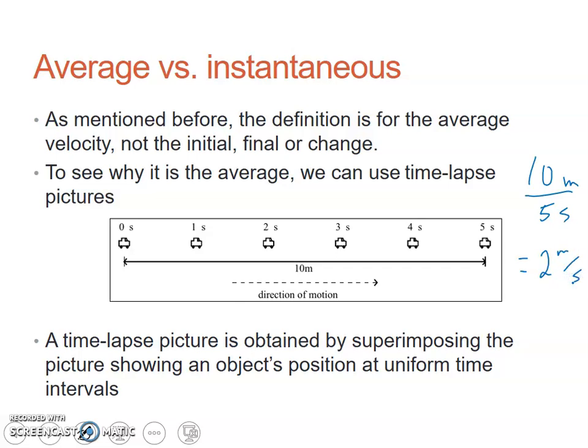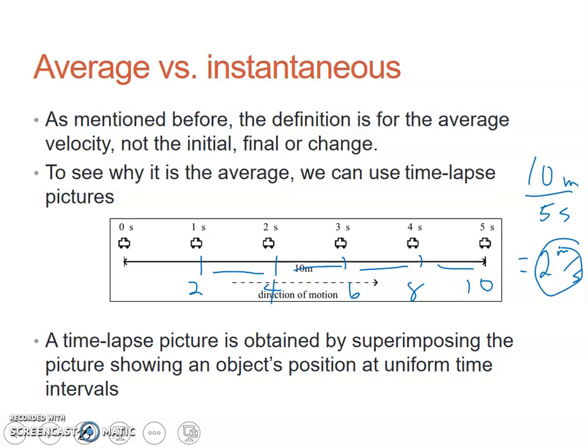Well, sure enough, you got 2, 4, 6, 8, 10 meters. It seems to be going 2 meters in the first second. It goes another 2 meters the next second, another 2 meters the third second, another 2 meters the fourth second, and another 2 meters the fifth second. So it looks like it's at a constant speed of 2 meters per second. So in this case, the average is the same as the instantaneous speed.